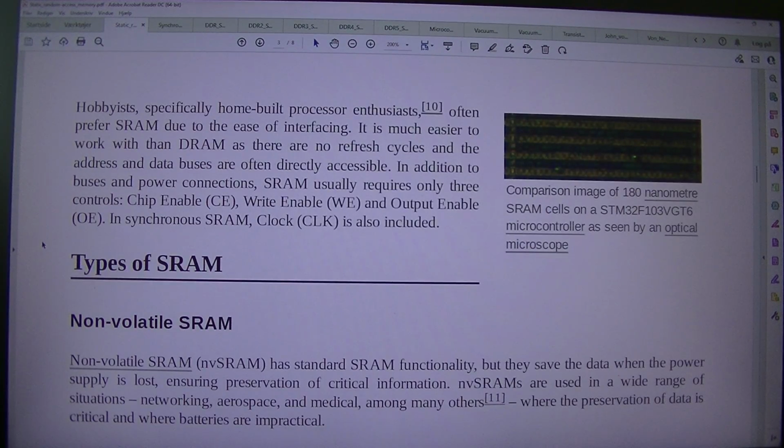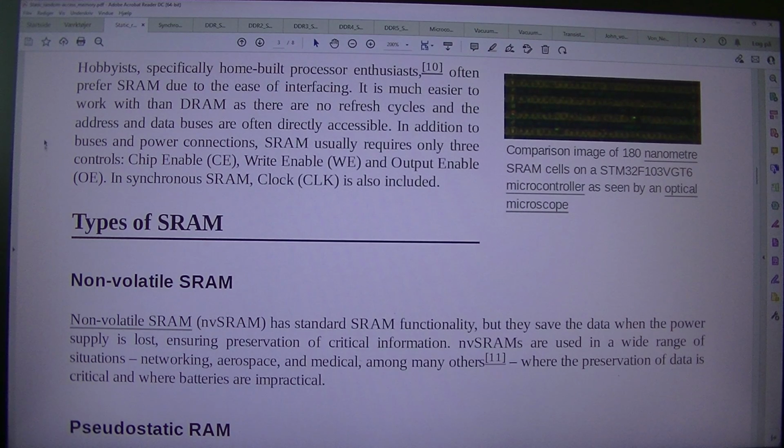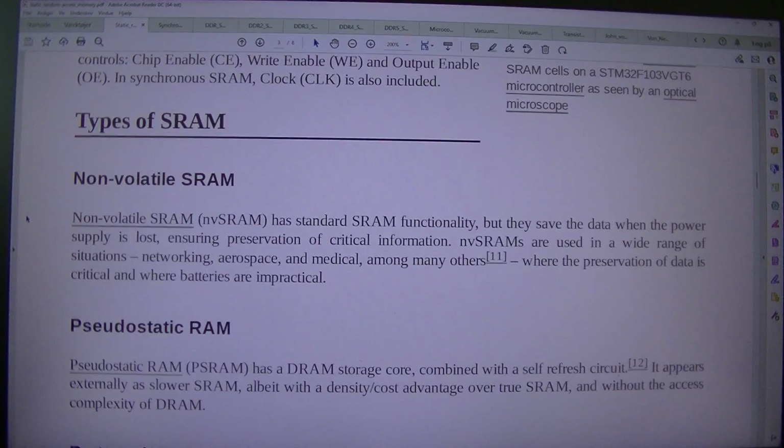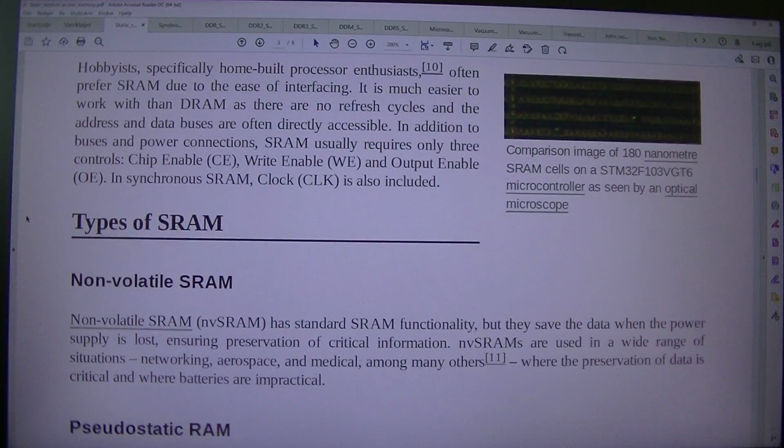Comparison image of 180 nanometer SRAM cells on a STM32F103VGT6 microcontroller as seen by an optical microscope. Hobbyists, specifically home-build processor enthusiasts, often prefer SRAM due to the ease of interfacing. It is much easier to work with than DRAM as there are no refresh cycles and address and data buses are often directly accessible.